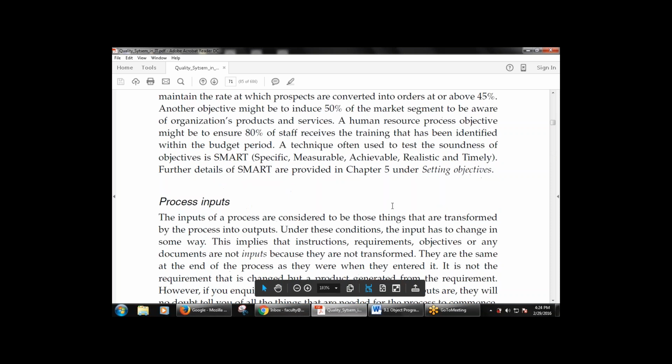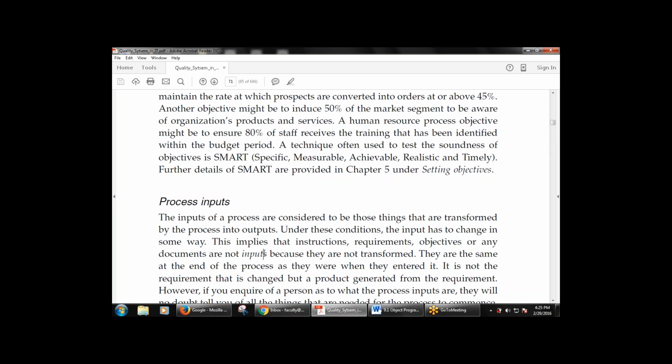That is a process input that transforms into the output by means of the process. And under these conditions the input has to change in some way. There are many ways by which the input can be changed. This implies that instructions, requirements, objectives, and any other documents are not inputs because they are not transformed. Whatever data is transformed is known as the process input. And they are the same at the end of the process as they entered it.